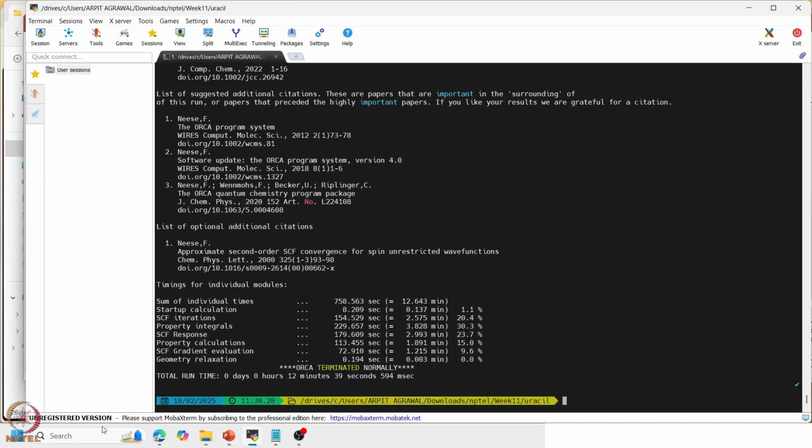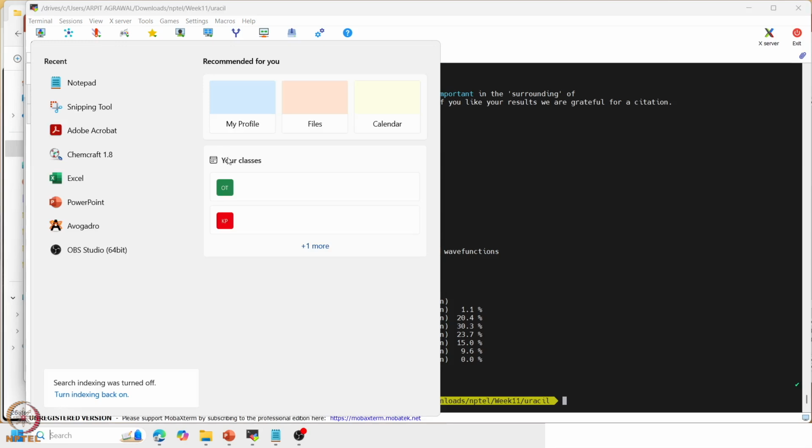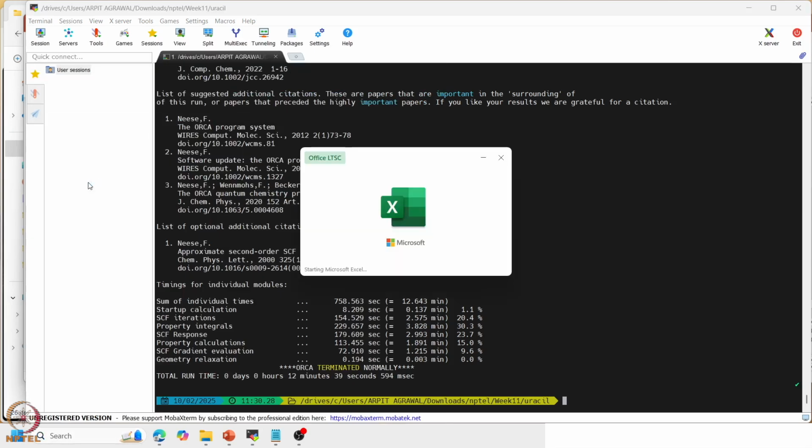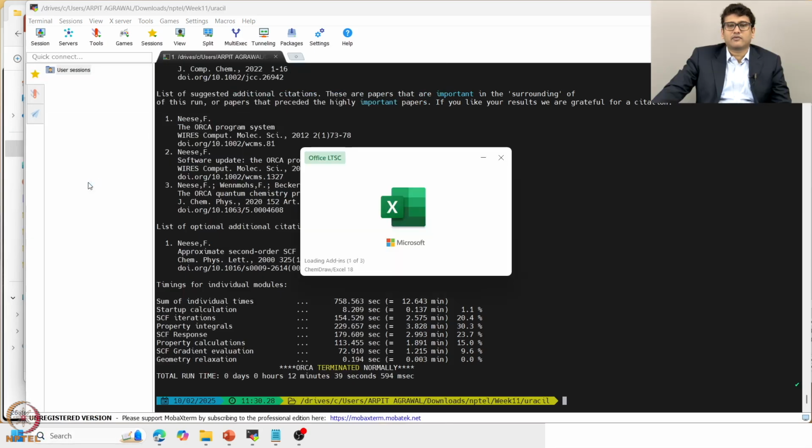So now the calculation for the anion in the gas phase has been converged. Now let us calculate the electron affinity. Let us start and take an Excel sheet.